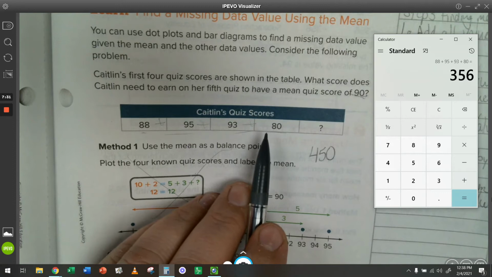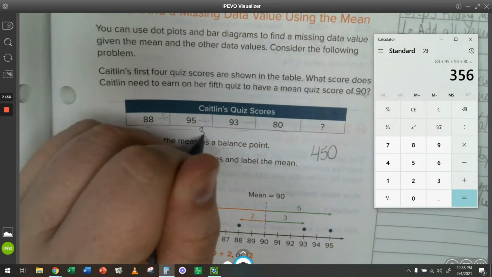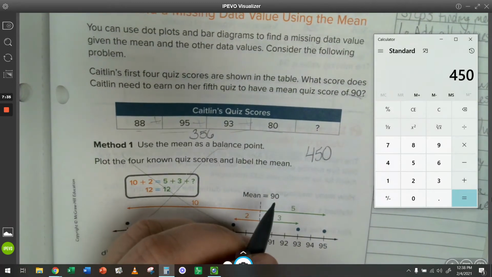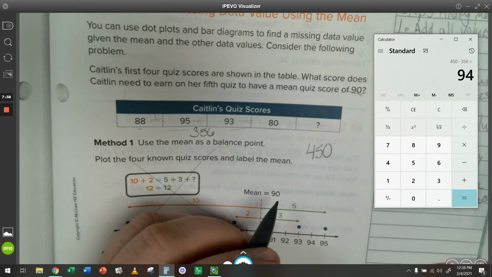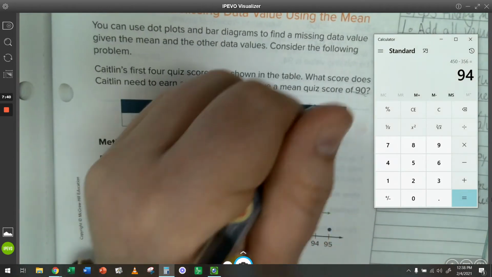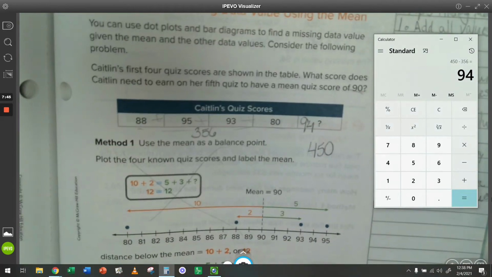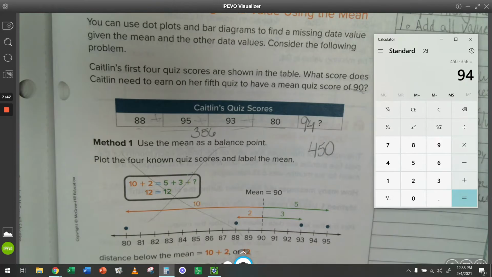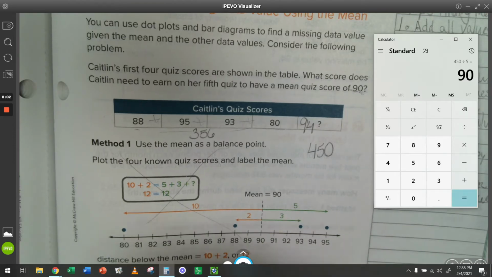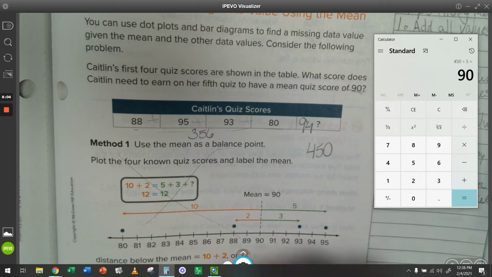So what I'm going to do is jot this down, 450 minus 356 to find that our final score should be 94. Okay. Now, to double check our work, let's plug it back in. 88 plus 95 plus 93 plus 80 plus 94 equals 450 divided by 5 equals 90. Did we come up with the same mean? Yes, we did. So, work backwards through the problem. That's all you have to do.